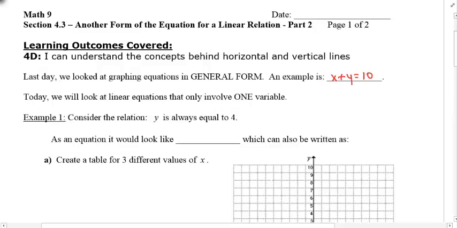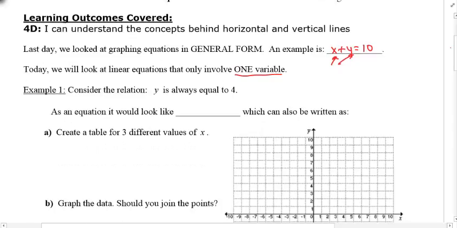So today we're going to look at linear equations that only involve one variable. All the other ones had two. Now let's take a look at what happens when there's always one. Let's consider this relation: y is always equal to 4. As an equation, this translates into y equals 4. And by the way, if you want to write it with two variables, you can. That's 0x plus y equals 4, but why waste your time and ink?